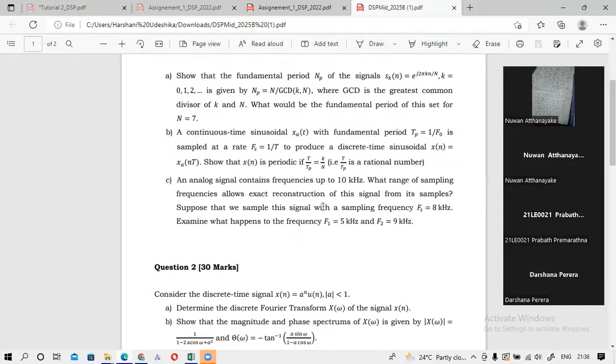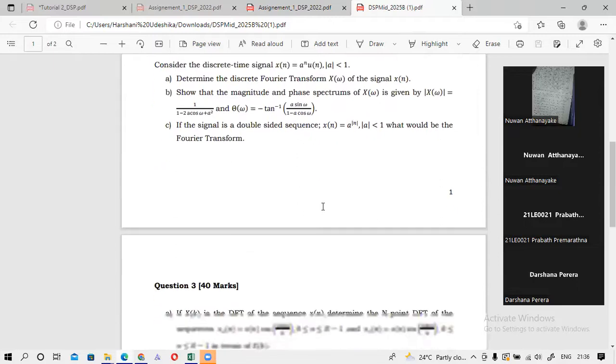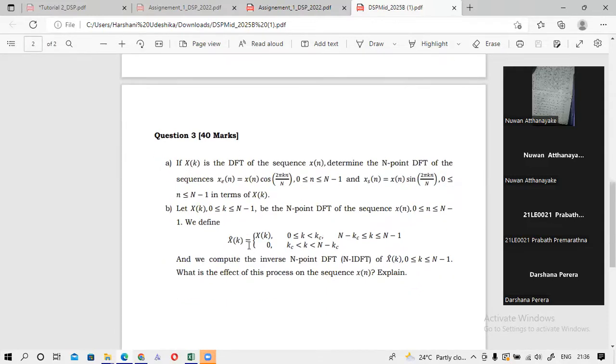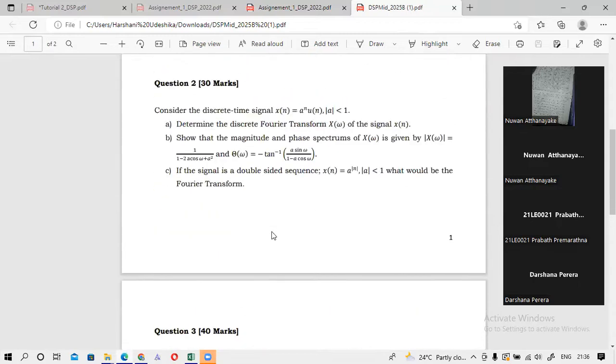And we have done this one. I think this kind of question you should be able to do by yourself. Please try to do this one by yourself. And if you have any problem, please ask.